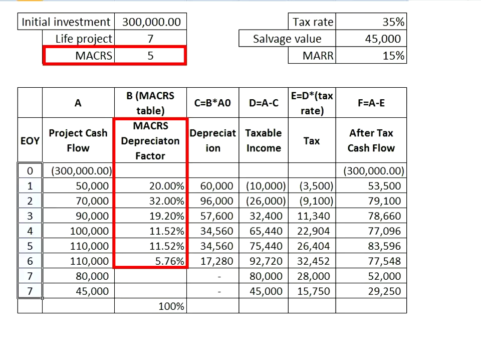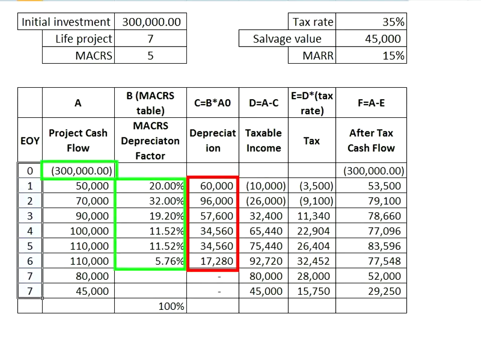The second column represents the MACRS depreciation factor, and for this we are using the table for 5 years. Even if the life of the project is 7, depending on the nature of the project, that's what is actually used as the number of years for depreciation. In this particular case, we're making the assumption we are allowed to depreciate in only 5 years. And the computation for the actual depreciation is expressed in column C.